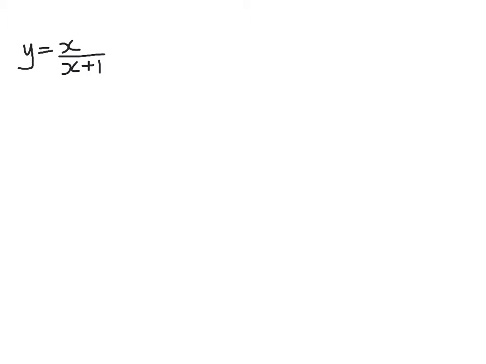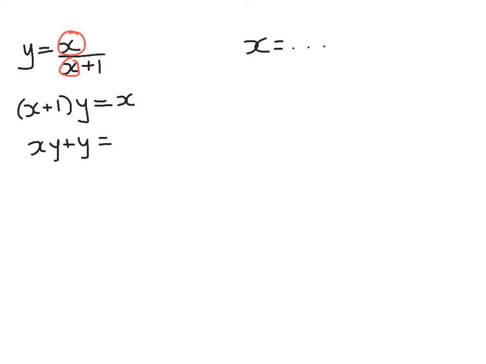Right, so we've got the same pattern here where we've got an x in the numerator and an x in the denominator. We're going to start by multiplying both sides through by x plus 1. So (x plus 1) times y equals x. Now we're going to expand out. Remember, my goal is to get to x equals something. So we have xy plus y equals x. We've got an x here, we've got an xy here. So we need to rearrange.